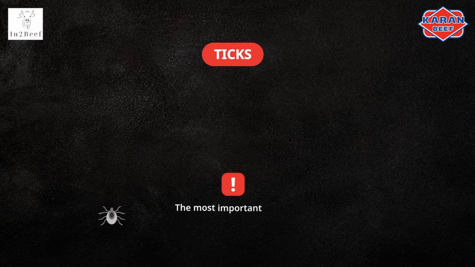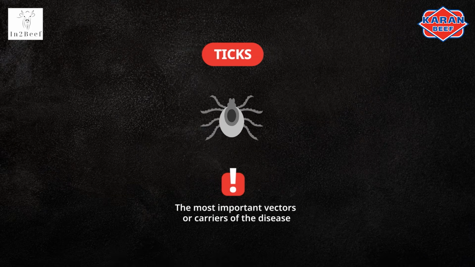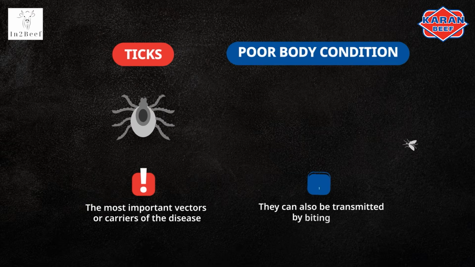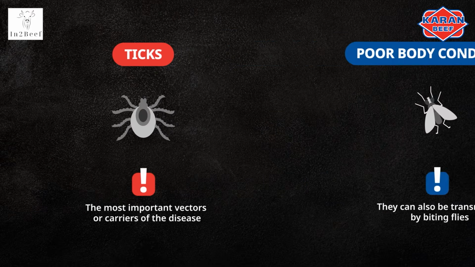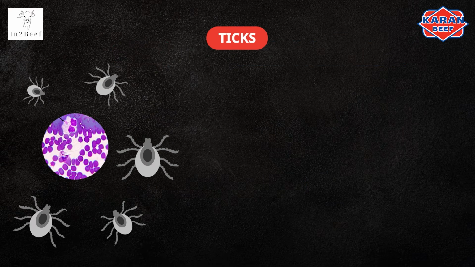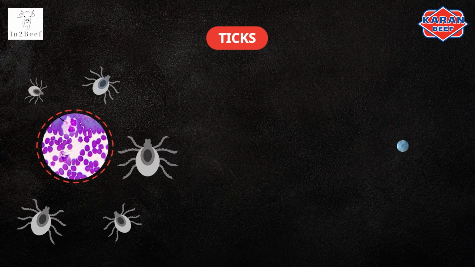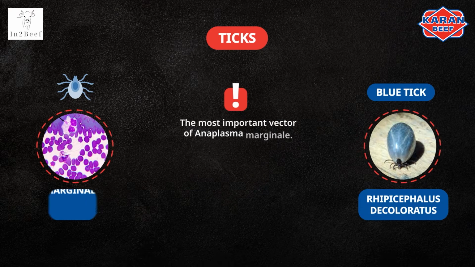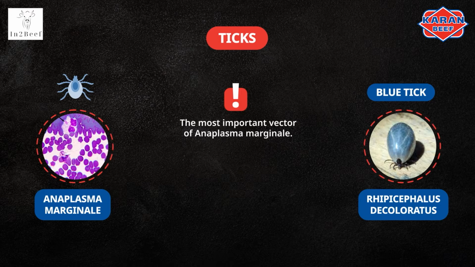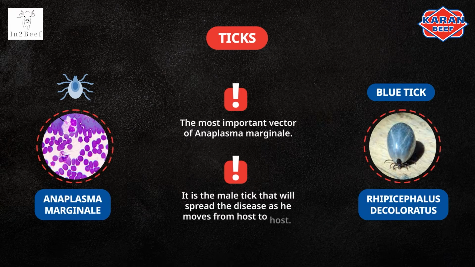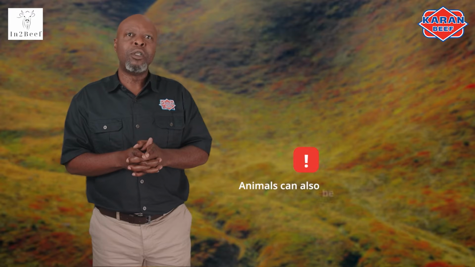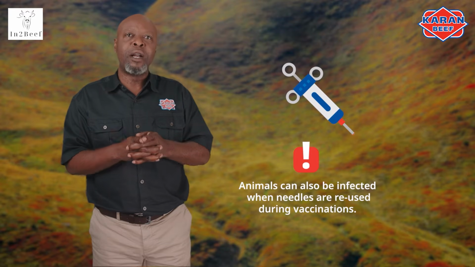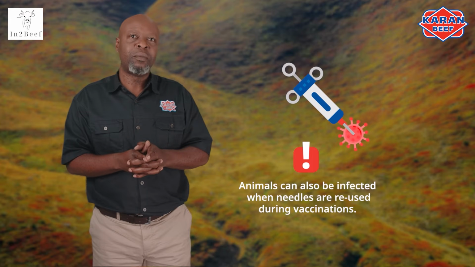Ticks are the most important vectors or carriers of the disease, but it can also be transmitted by biting flies. Of the 5 different species of ticks that transmit the disease, the one-host blue tick, Rhipicephalus decoloratus, is the most important vector of Anaplasma marginale, and it is the male tick that will spread the disease as he moves from host to host. Animals can also be infected when needles are reused during vaccinations.